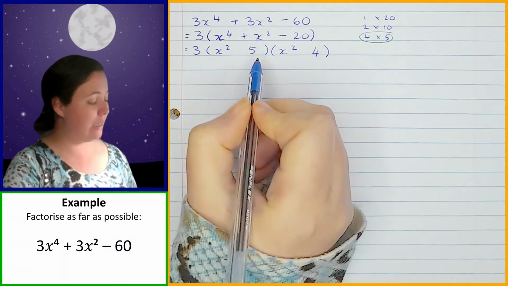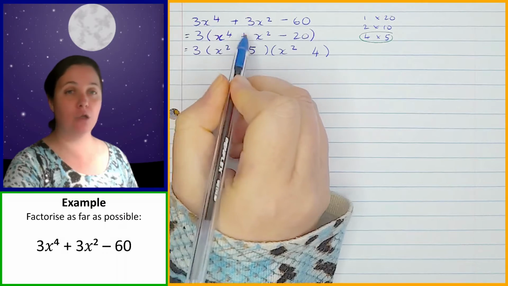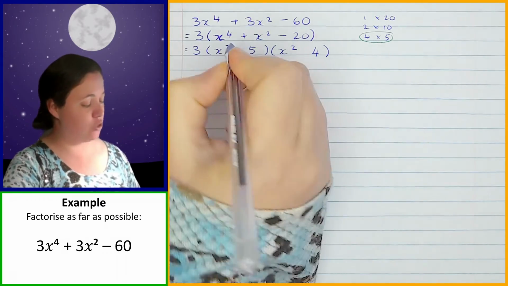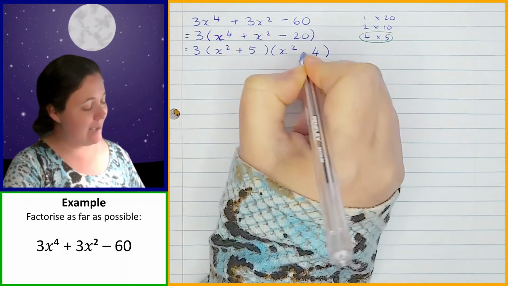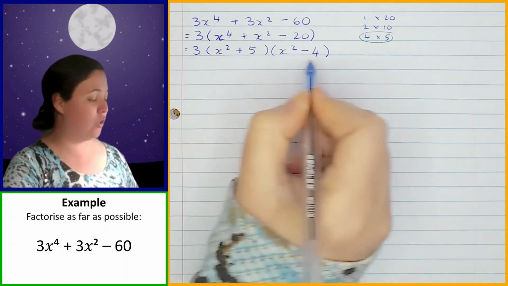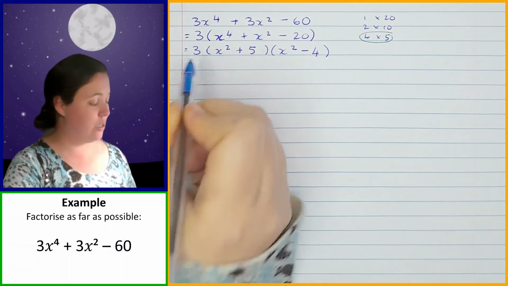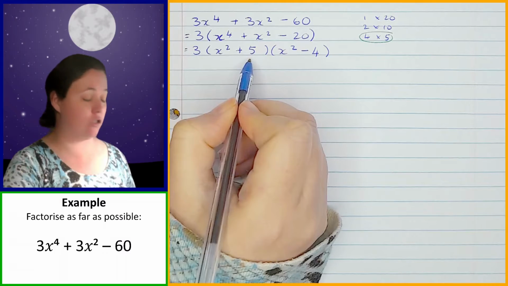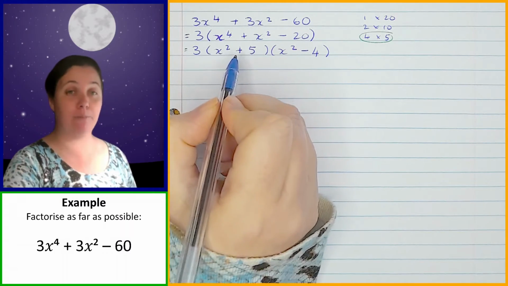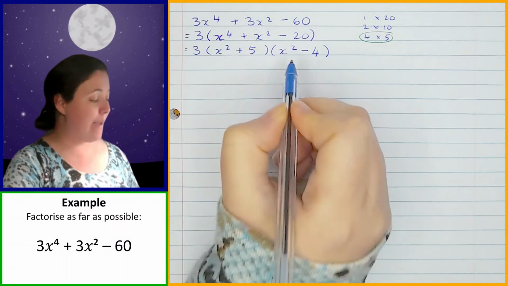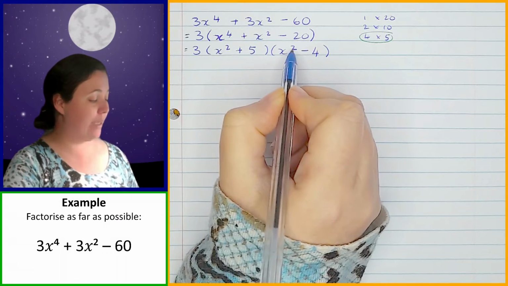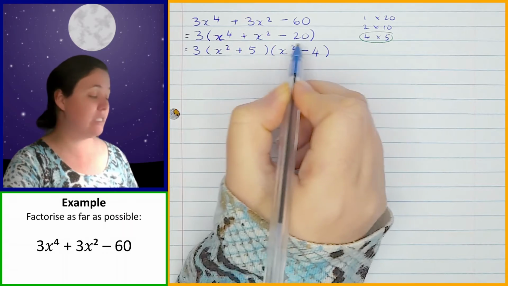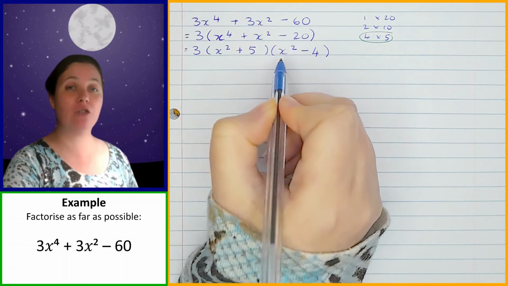The bigger number is going to get the sign of the middle term. The two signs are going to be different, and the bigger one gets the sign of the middle term. So the 5 is going to get the plus, and the 4 is going to get a minus. Now I look and see, can I do anything else? Obviously the 3 can't change. The x squared plus 5 can't be factorized because that's a plus, and the 5 isn't a perfect square. But this one over here, I've got x squared and I've got 4. Those are both perfect squares, and I'm subtracting, so this is a difference of two squares. So I can factorize this further.